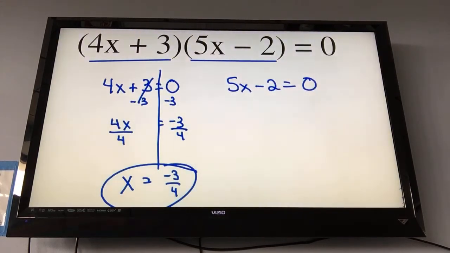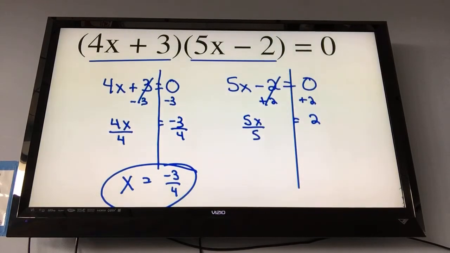You should never have to reduce that. What you get when you divide should be your answer. On the other one, I'm going to add 2. So I have 5x cancels, equals 2, and then divide by 5. And x is 2/5.